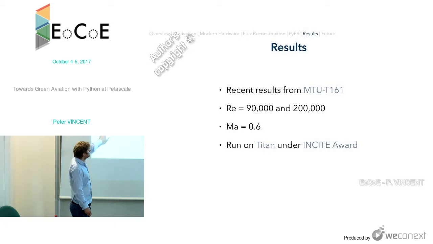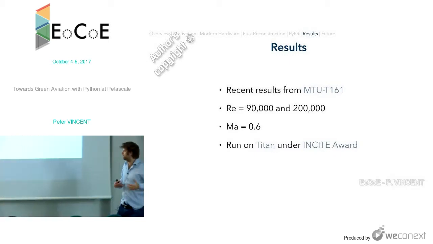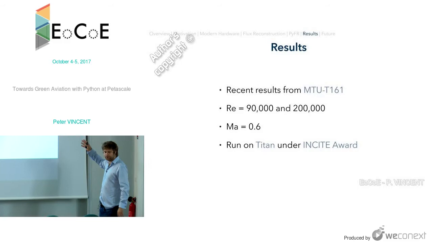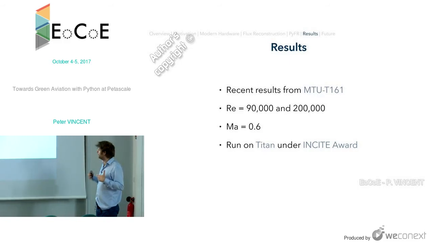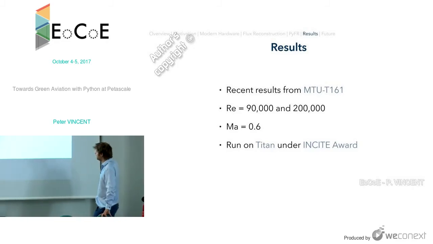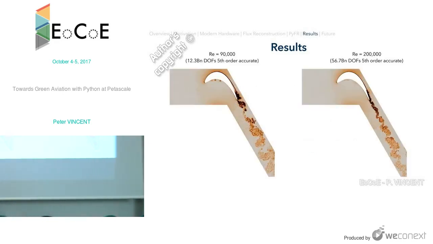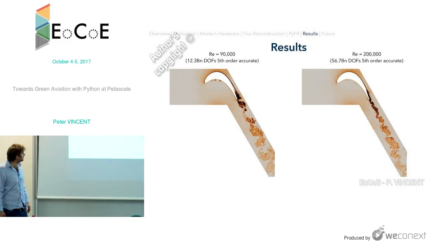So those results were from the Gordon Bell Prize entries I've alluded to. What we're doing now is taking these forwards in collaboration with MTU Aero Engines, a German company who design low-pressure turbine blades, in the context of a different blade configuration called the MTU T161 at 2 Reynolds numbers, a slightly higher Mach number. We have an Insight Award for 200 million GPU core hours on Titan at Oak Ridge this year and next year. There's no animations here, they're just static, but we're doing these 2 Reynolds numbers.